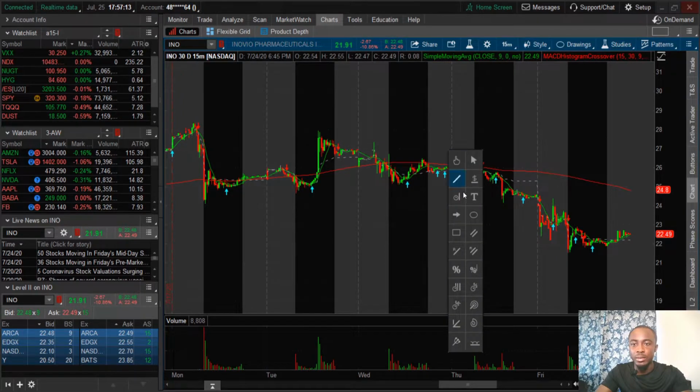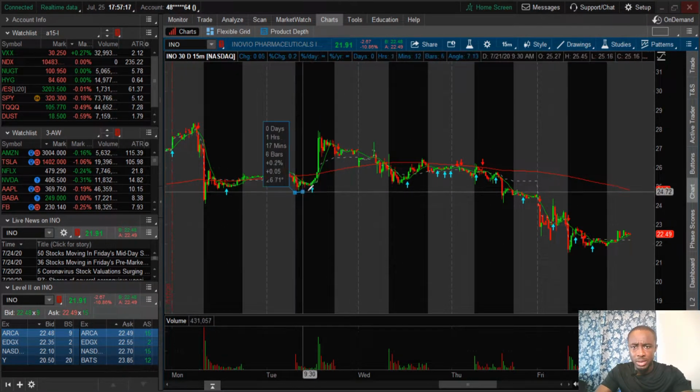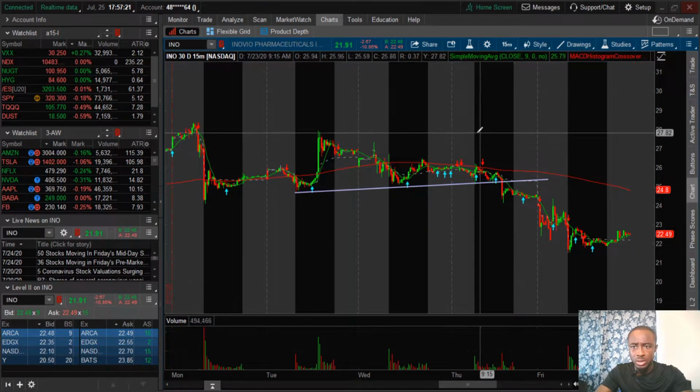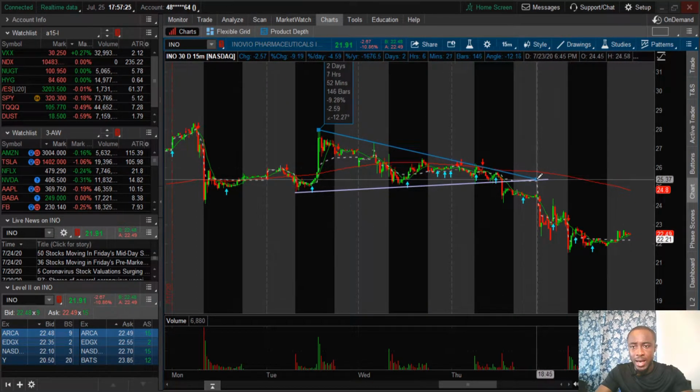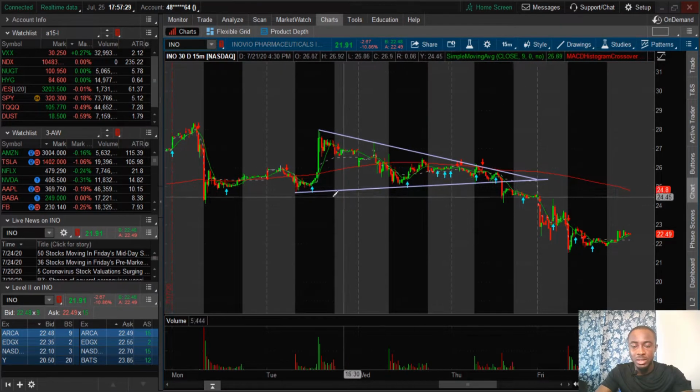And here's the pattern. Let me grab the right drawing tool and let me click on here, right there actually. And then let me connect the tops like that. All right, now this right here is a pattern. It's called a bearish triangle.